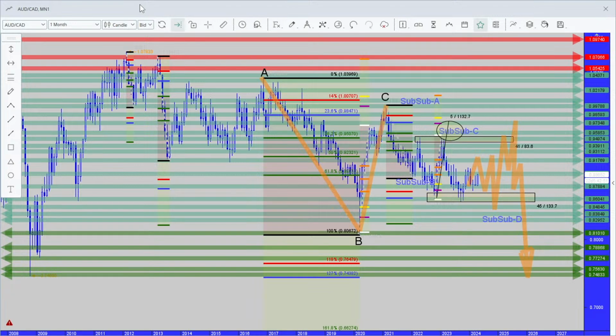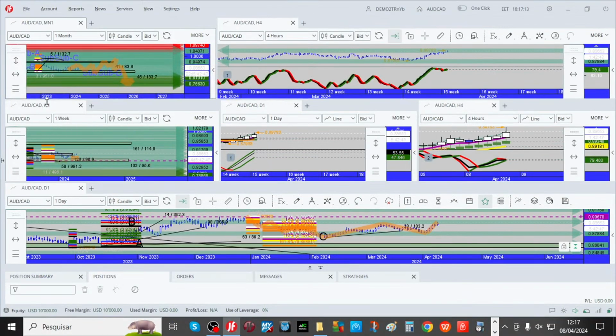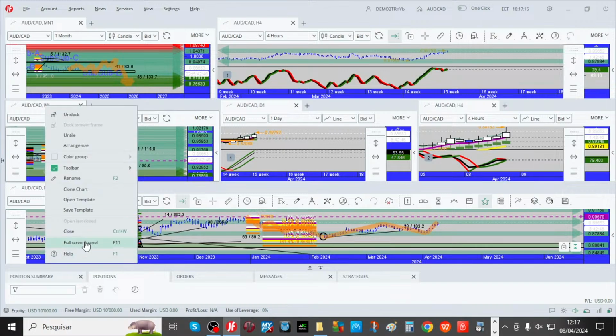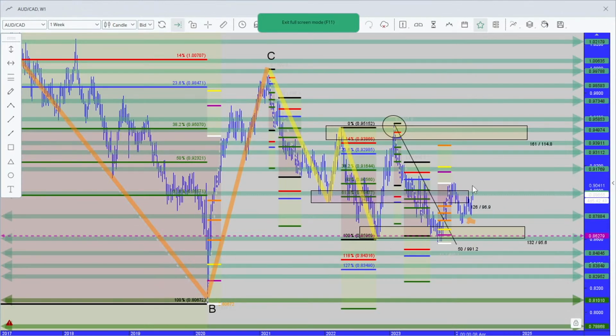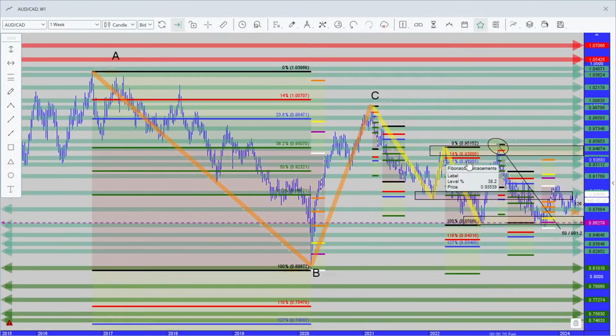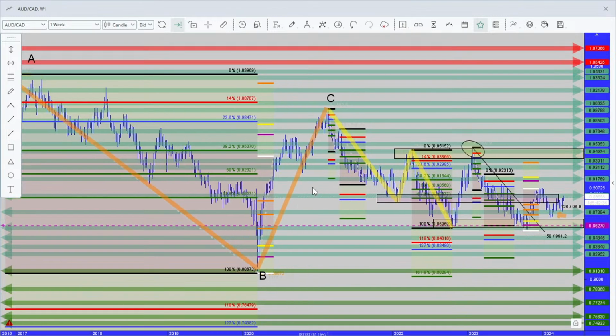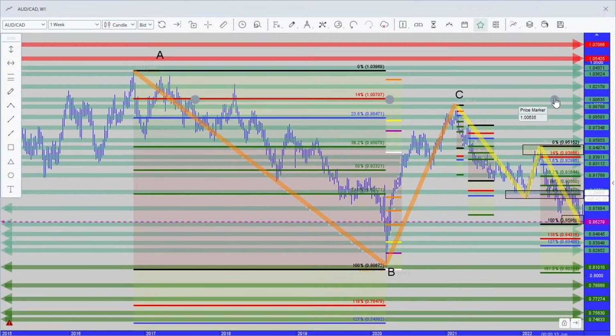Alright, so F11 and AUD CAD weekly chart. This was a great trade. This was a great trade, and see everybody how we use the confirmation Fibonacci.